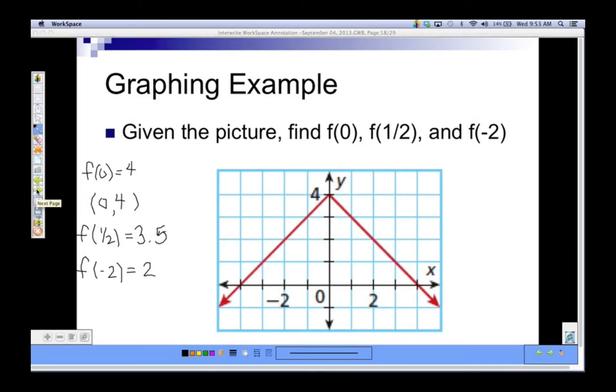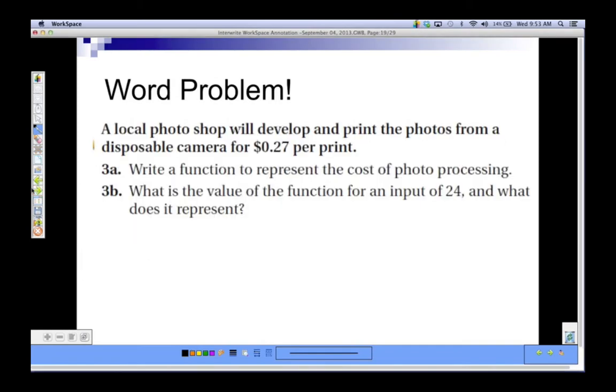Alright, last part, we've got to do some word problems. But you guys are already awesome at writing these functions, so it won't be bad. A local photo shop will develop and print the photos from a disposable camera for 27 cents per print. So how could we write a function? Well, y is going to be equal to our cost, while x is going to be your number of prints. So we could say that y equals 0.27x.